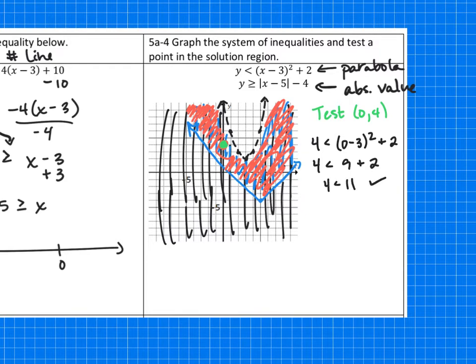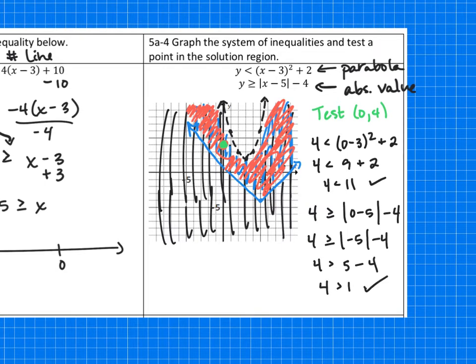That one is true. In the absolute value, 4 is greater than or equal to the absolute value of 0 minus 5, minus 4. 4 is greater than or equal to the absolute value of negative 5, minus 4. Absolute value of negative 5 is 5, so 4 is greater than 5 minus 4, and 4 is greater than 1. So that one is also true. So that is what I mean by testing a point in your solution region. Specify what the point is. It should be in this part that's shaded by both, and then you need to test it in both equations. Again, things you might want to add to your notes.